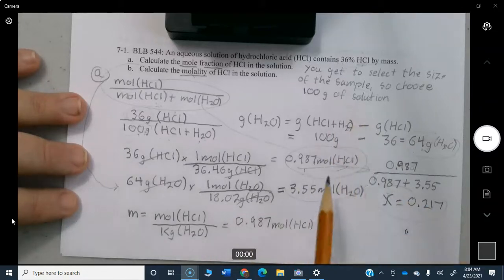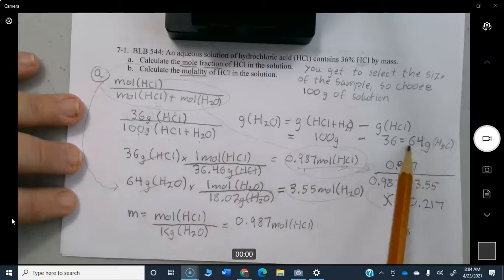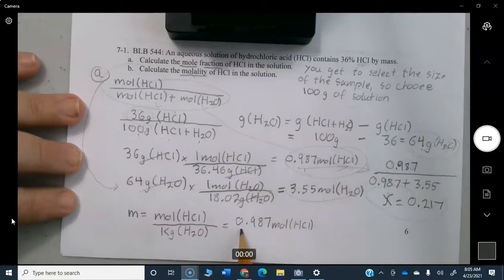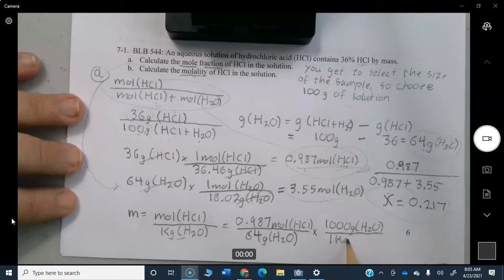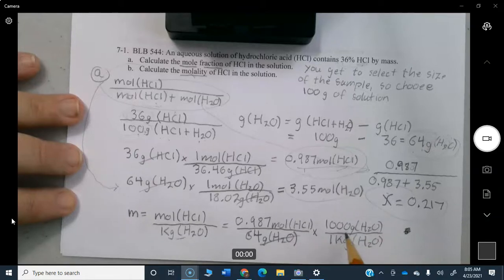And kilograms, well, we figured out already that we have 64 grams of H2O. So it's that much for every 64 grams of H2O. Now you're going to convert from grams to kilograms. We need it to be in kilograms, so it's the standard conversion. There's 1,000 grams for every 1 kilogram. Get that out of the way there. So grams of H2O cancels. So it's 0.987 times 1,000 divided by 64.